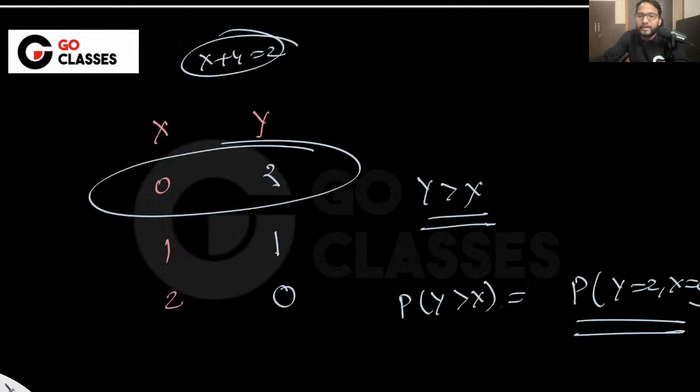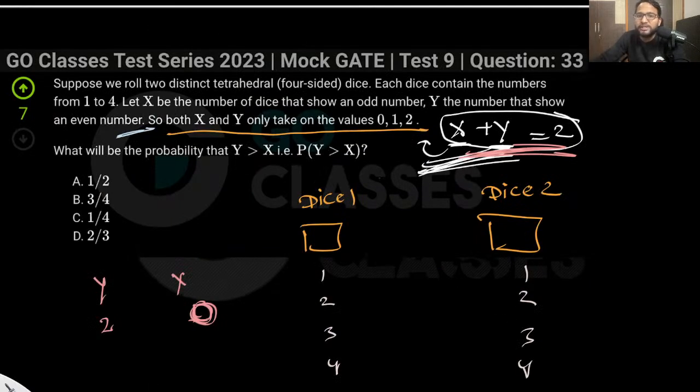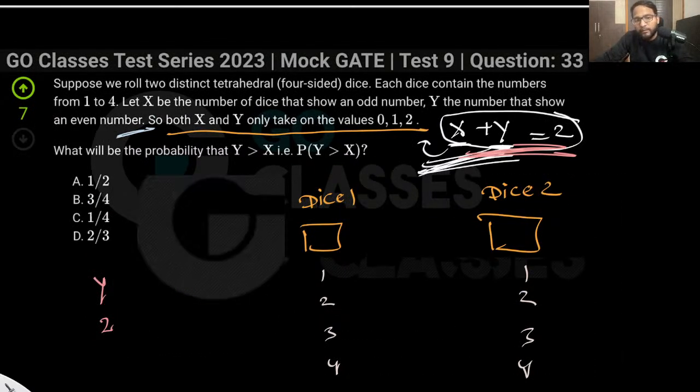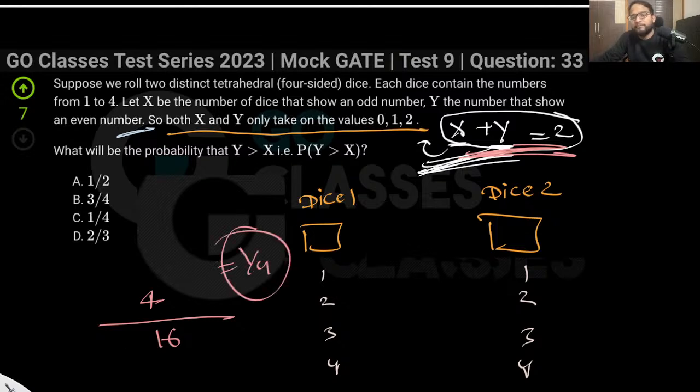So ultimately, it is boiling down to one thing, which is that y must be 2 and x must be 0. Which means both of the dice must have an even number. There are two even numbers here, and two even numbers here. So there are four combinations which are favorable to us out of the 16 combinations. That's why 1 by 4 is the probability. Easy question, right?